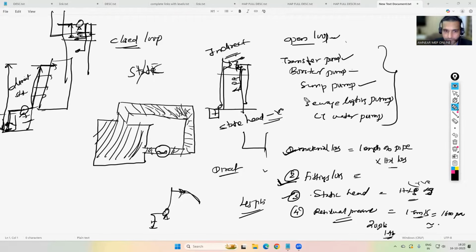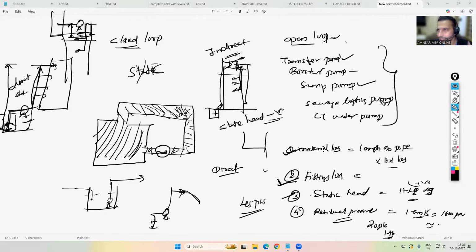Sump pump means you will have a small sump in the basement for drainage, and all the drainage water accumulated in the basement will come and collect in the sump. From the sump, the pump will lift the water to the ground or to the public municipality line, whatever it may be. There also you have to consider material losses, fittings losses, static head, and residual pressure. 5,000 Pascal is more than sufficient for a sump pump.